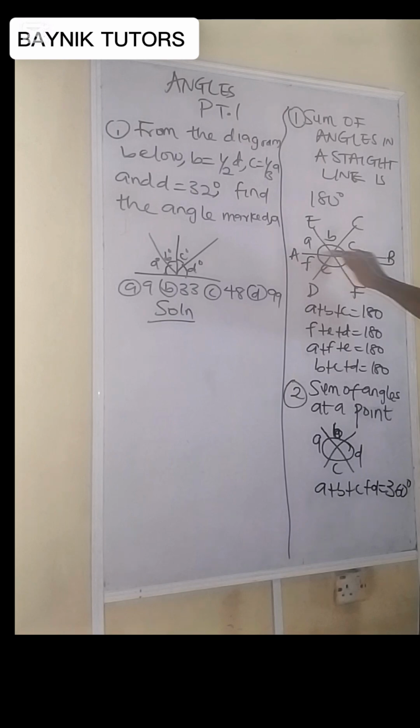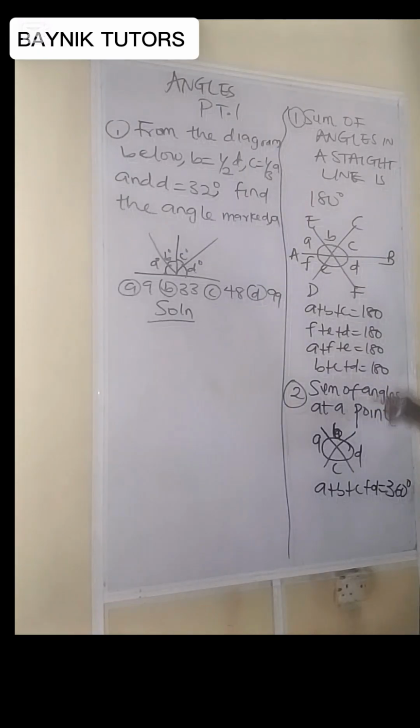F plus E plus D equals 180. A plus F plus E equals 180. You discover it's not going round. We're not picking it like this; either we pick it like this or like this. So it's not round, it's on a straight line. Now A plus F plus E, and B plus C plus D, equals 180. That's the one on a straight line.